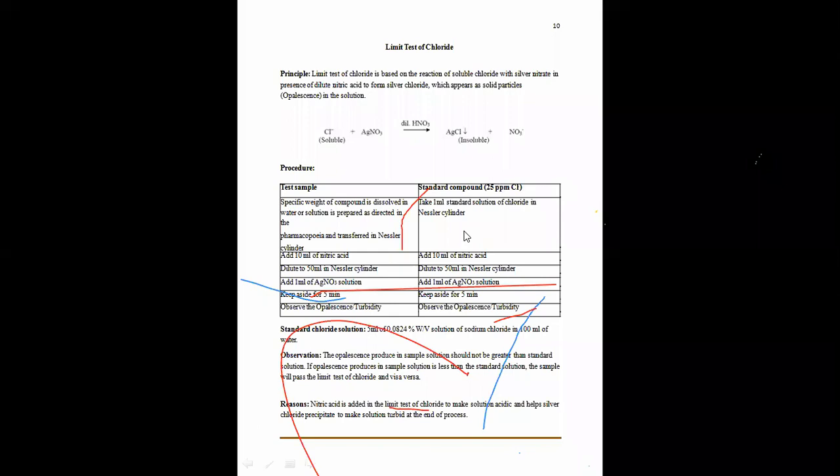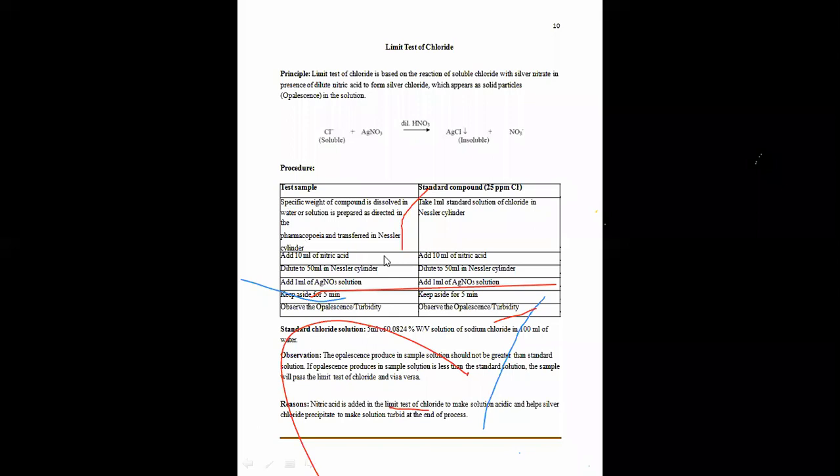Now this particular experiment we are going to do in a special apparatus which looks similar to your measuring cylinder, but has a special characteristic feature. So what is that apparatus called? Nessler cylinder. So this limit test experiment we are going to do in the Nessler cylinder, in which one test sample we are going to fill in one Nessler cylinder, and in a second Nessler cylinder we are going to add a standard solution in which the known amount of chloride ions is added.